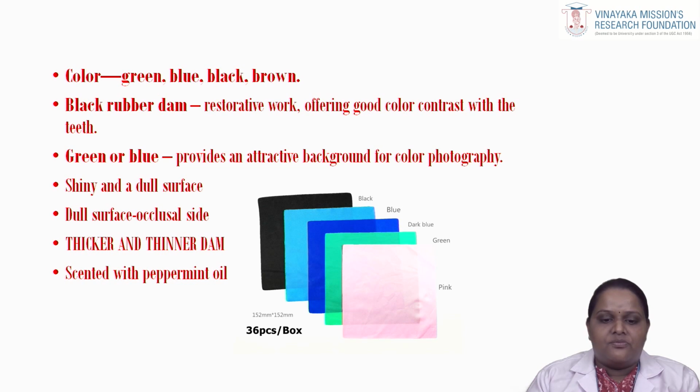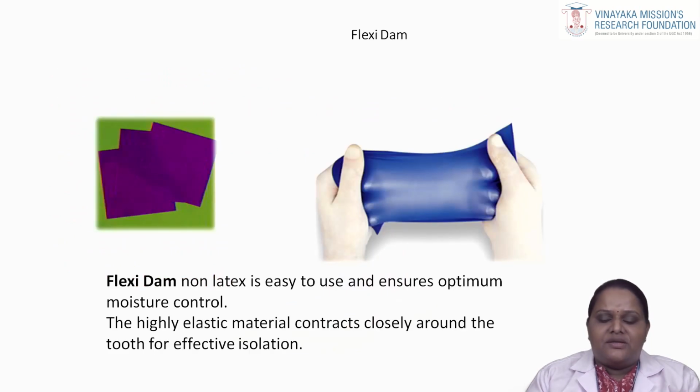The green or blue provides an attractive background for color photography. It even improves the working efficiency and reduces the eye fatigue of the dentist. The shiny and dull surface is available, as I already told. The dull surface faces the occlusal surface of the operator. It's available thicker or thinner depending on the thickness of the rubber dam sheet. Sometimes the rubber dam is even scented with peppermint oil to improve the tolerance of the patient. In patients with increased gag reflex, this peppermint oil scented kind of rubber dam is used.